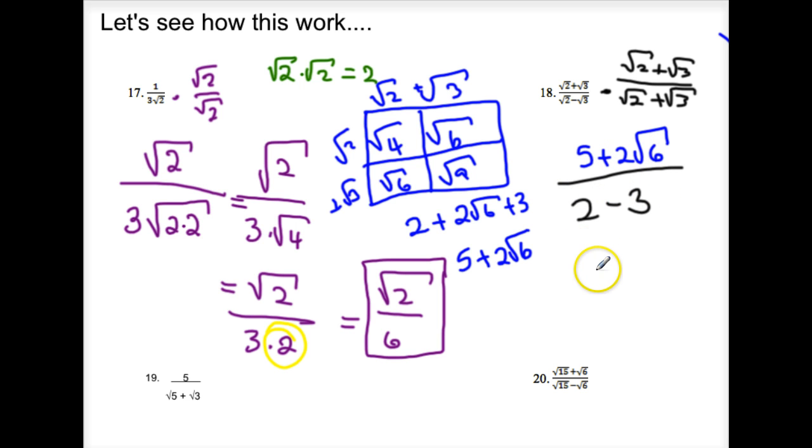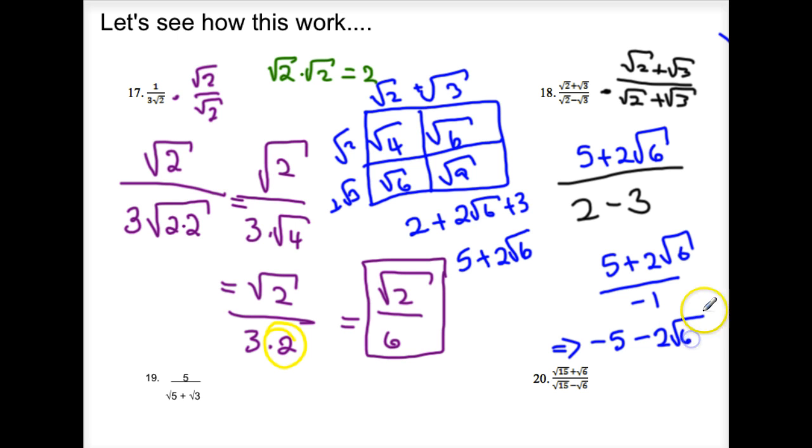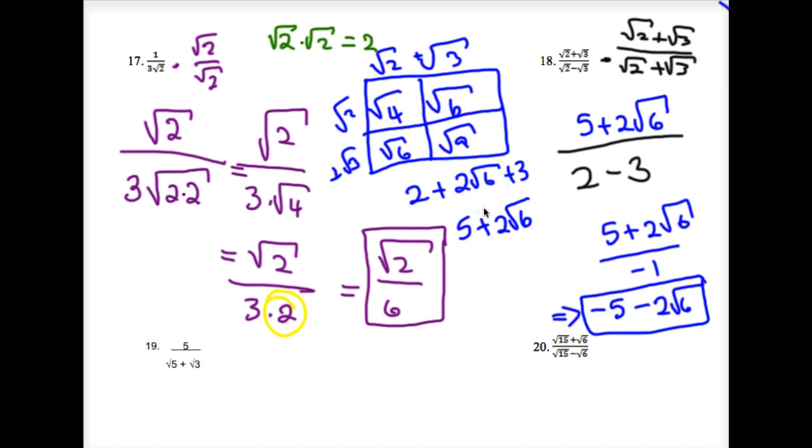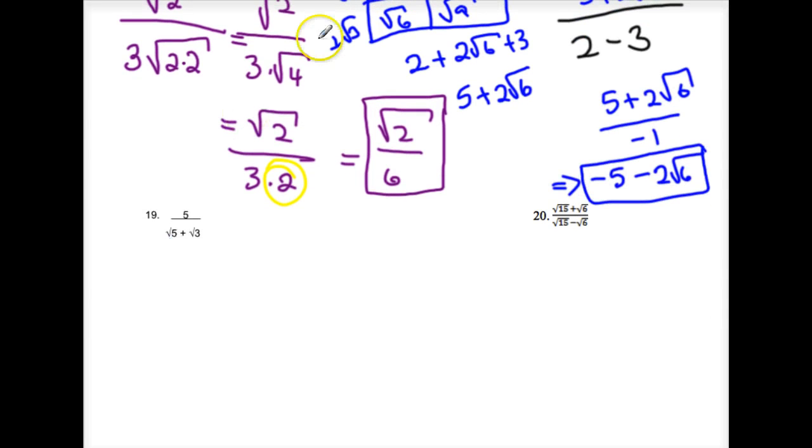Then I can simplify this as 5 plus 2 square root of 6 divided by negative 1. And it will give me a final answer of minus 5 minus 2 square root of 6. And that's my final answer. Alrighty, that was tedious, but that's what it is. That is rationalizing the denominator. Let's do two more examples before you're off on your own.